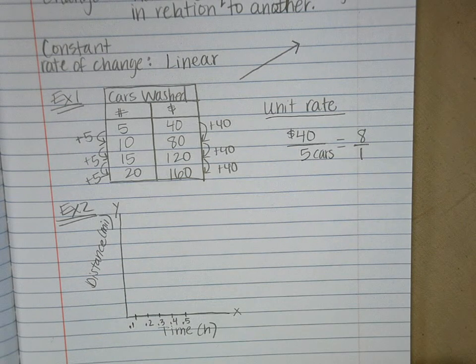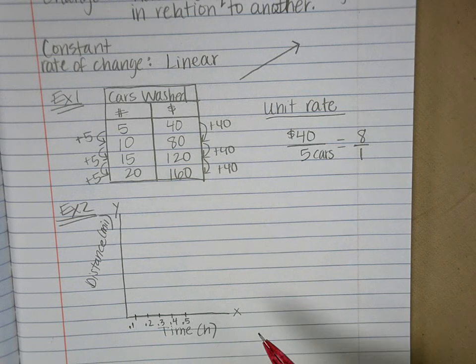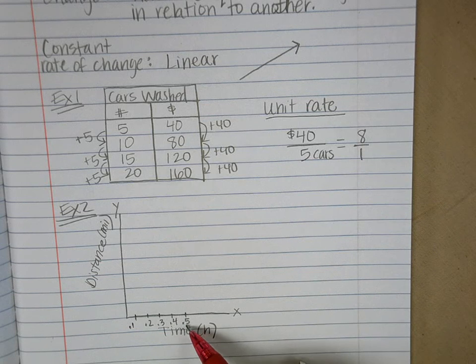What's a tenth of an hour? Anyone know? How many minutes are in an hour? 60. So what's a tenth of that? 6. So this represents 6 minutes, 12 minutes. Do you get it? Each one is going up. So we're just going to go to 0.5. Okay? So at 0.5, what is this? It's half of an hour. So that's 30 minutes, okay?